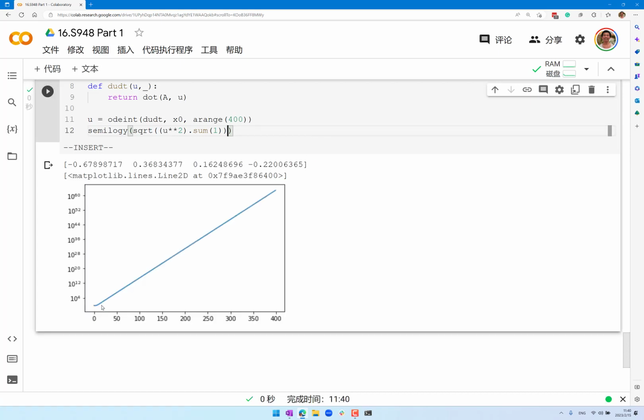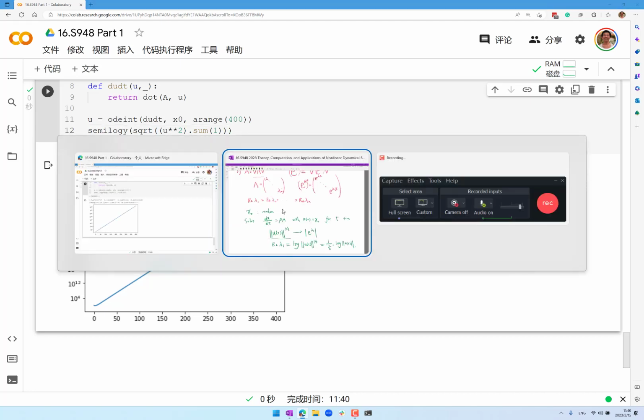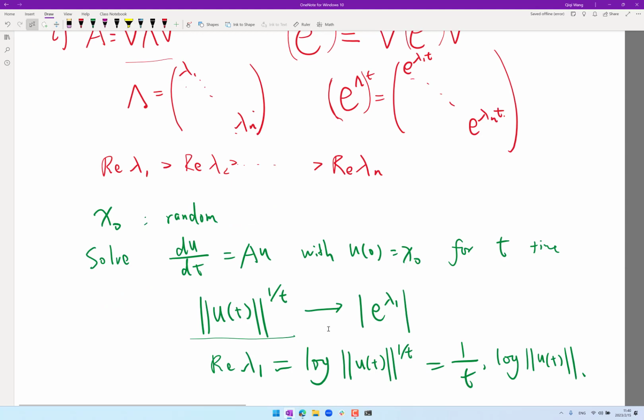Okay, again we see initially it's a little bit weird, but after the initial transient we see a straight line going up, right? So that is consistent with our analysis that the logarithm of the magnitude should be proportional to t, and that proportionality constant gives me the real part of the most positive eigenvalue.